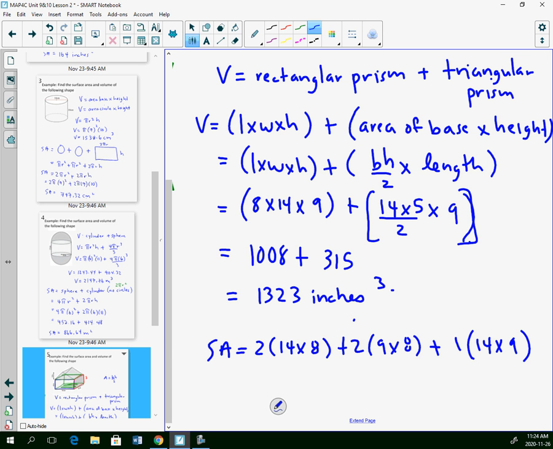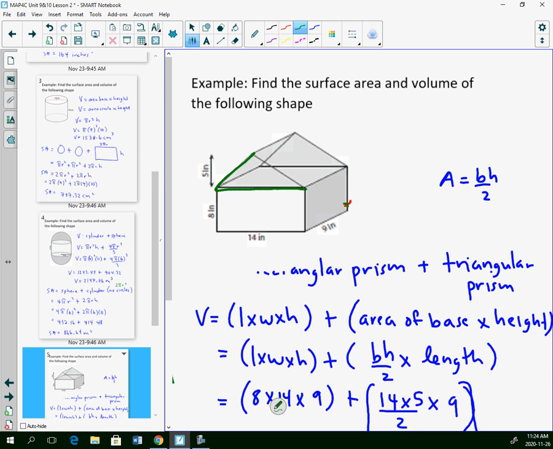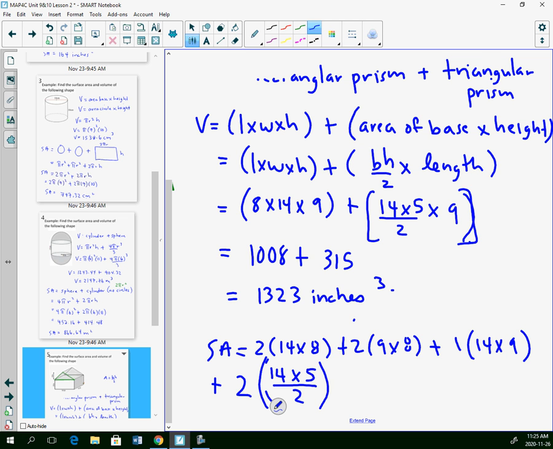So we've got 2 sides that are 14 by 8, 2 sides that are 9 by 8, and one, the bottom, is 14 by 9. Okay, now let's look at the roof. So we have a triangle on each end. So the area of a triangle is base times height divided by 2, right? Plus, so the base of the triangle is 14 times the height of the triangle is 5 and divided by 2, and we have 2 of these.